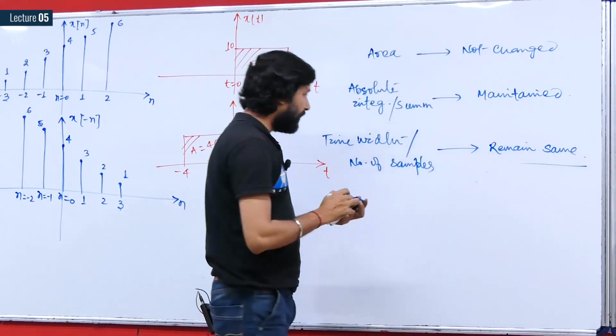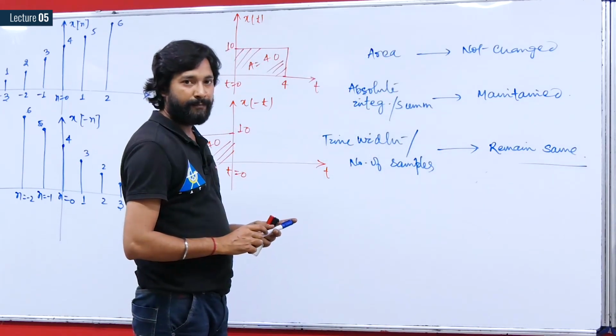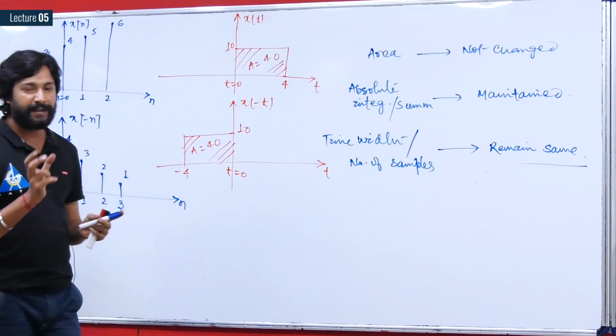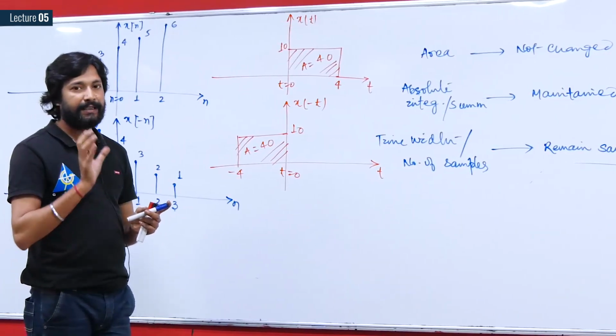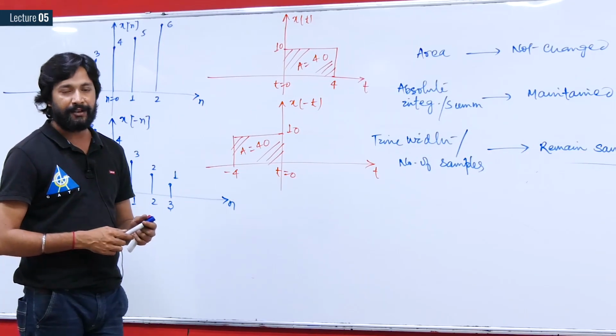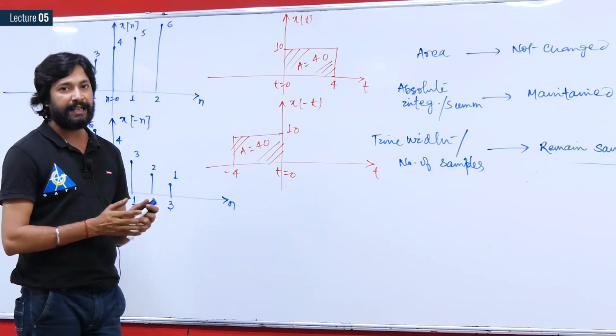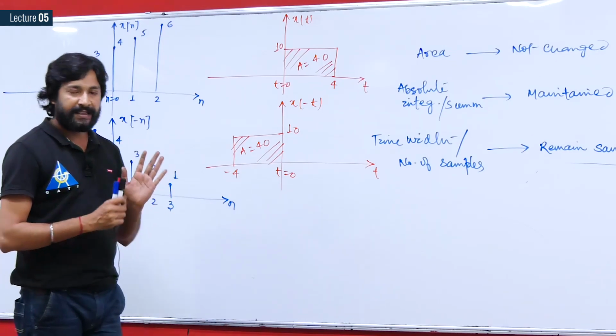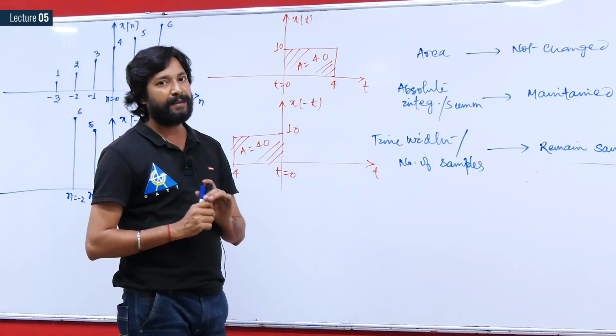So the effect of time reversal is only going to be on the duration of existence. The duration of existence will change, but the time width, the number of samples, the area, or the absolute integrability or summability will be maintained as that of signal x of t or x of n. So we have now seen all the 5 basic properties.